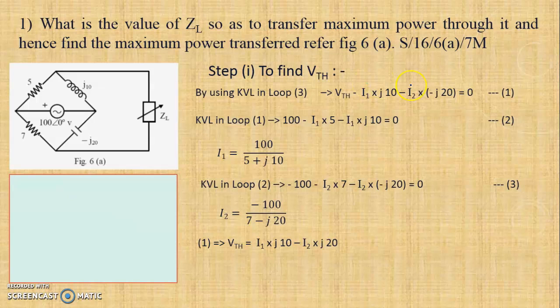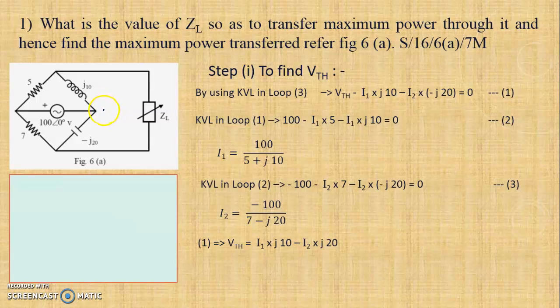We are going to discuss this particular numerical which is displayed on the slide. The statement is: we have to find out the value of load impedance so that the transfer of maximum power can take place, and then we have to find out the maximum power transferred. This question was asked in summer 16 for 7 marks. This is the given network, and for this network we have to find out the above two values.